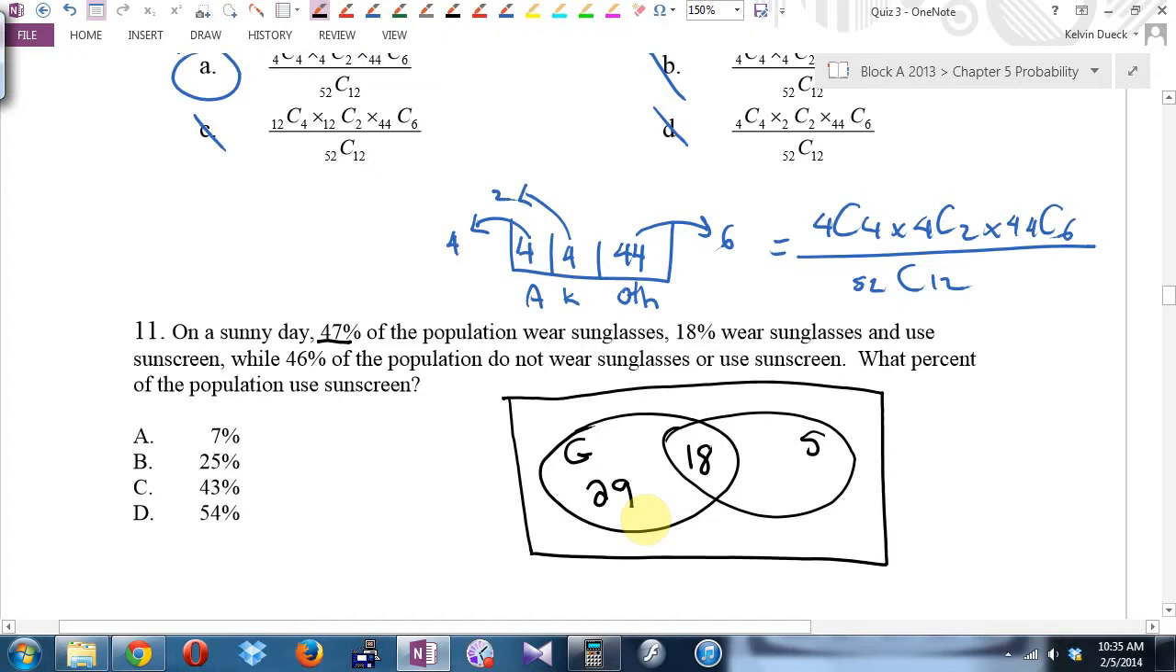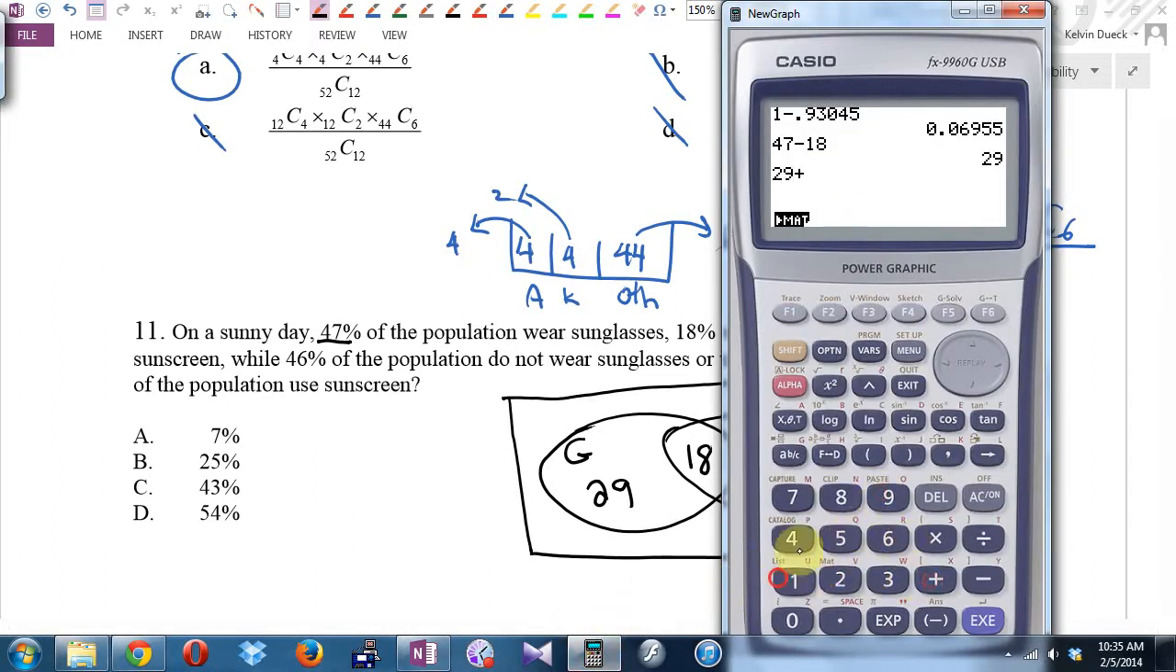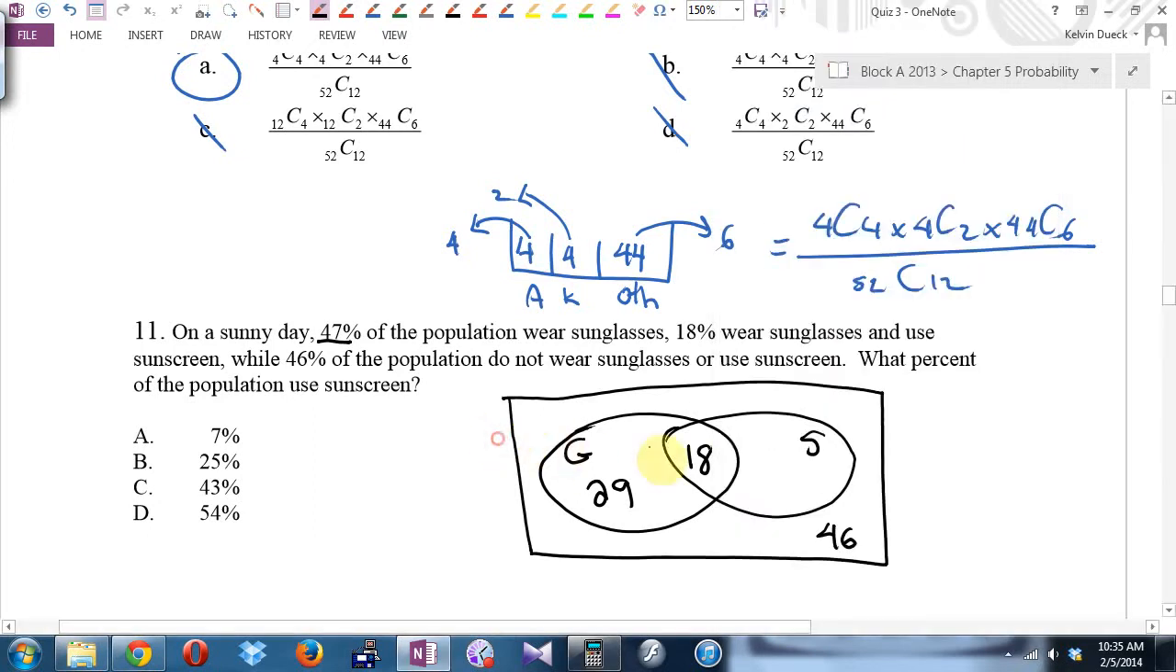They did not give me the sunscreen number, but what's this 46? They gave me that. What do the percentages have to add to? So I'm going to go 29 plus 18 plus 46, 100. Well, I could do that in my head, I guess. 100 minus 93. Right there must be 7.